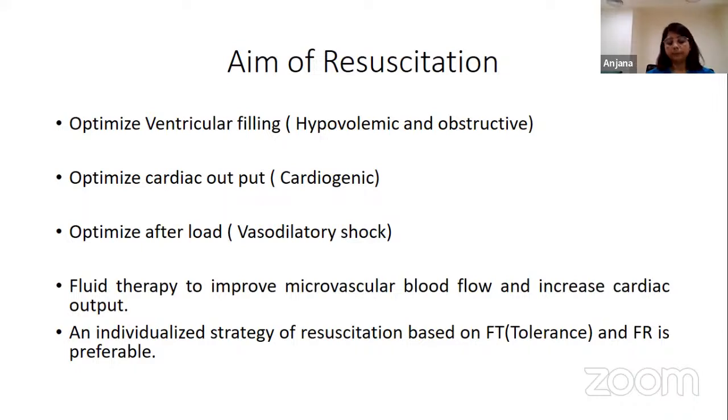Now, earlier we used to do a lot of fluids. Okay, give fluids, give fluids. That used to be the strategy. But now there are studies which have shown that excess fluids are associated with end organ dysfunction and mortality. So your resuscitation has to be guided by several parameters. It should not be a blind fluid resuscitation.